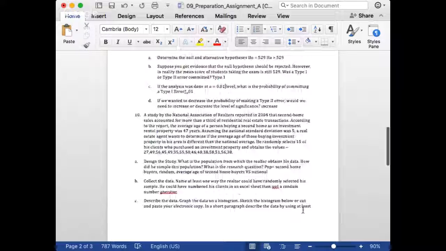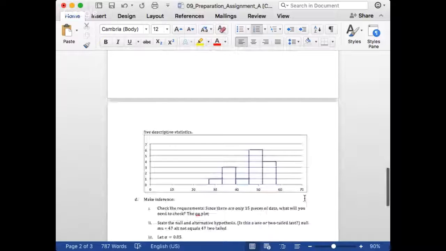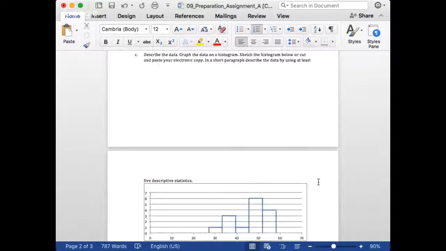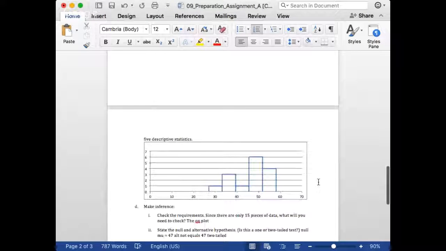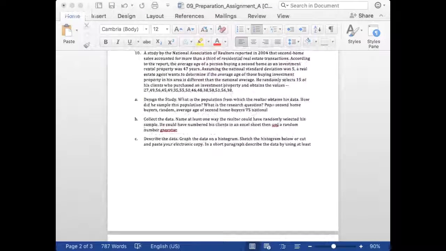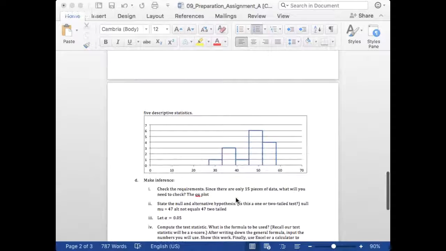Then you want to read C? Oh, I got it. Describe the data, graph the data on a histogram. Sketch the histogram below, or cut and paste. That's good. So basically, you use a quantitative statistics sheet, input the data you have right here into it, and it gives you the histogram. I didn't write the paragraph, but what you're describing here, I would call bimodal, but you could also describe it as bell-shaped.